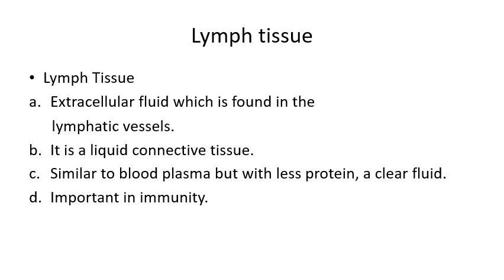Then we have lymph tissue from the lymphatics. This is the extracellular fluid which is found in the lymphatic vessels. It is a liquid connective tissue. It is similar to blood plasma, but with less protein. It doesn't have the red hemo part of the blood. It is a clear straw colour. It's important for our immunity. Our lymphatic system is closely related to our circulatory system, and together they make up the cardiovascular system. Our lymph tissue.